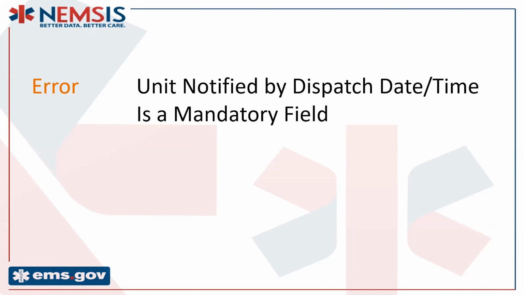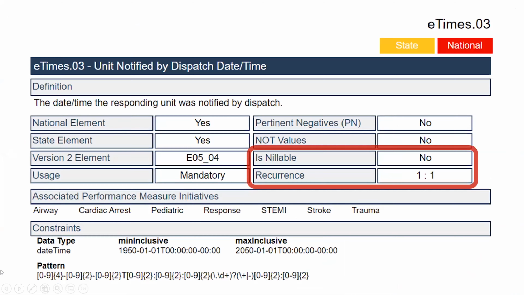Let's take a look at the data dictionary. In the data dictionary for eTimes.03, we see these two attributes right here. Is it nillable? No. The recurrence is 1-to-1. What this means is that the XSD mandates that this element has to exist exactly once on every PCR, and it cannot be empty. It must have a value in it.